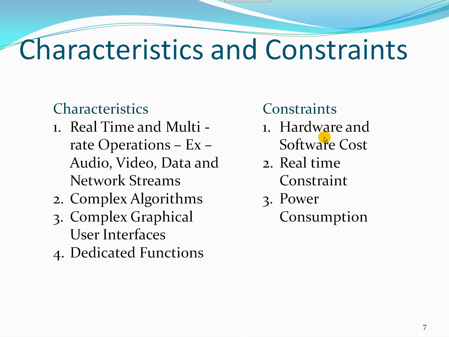The next is the real-time constraint. This is what we have seen in the definition itself. And the next constraint is power consumption. As we have said, embedded systems may be installed in rugged situations too. In that situation, power consumption is going to be a main constraint for the installed system.